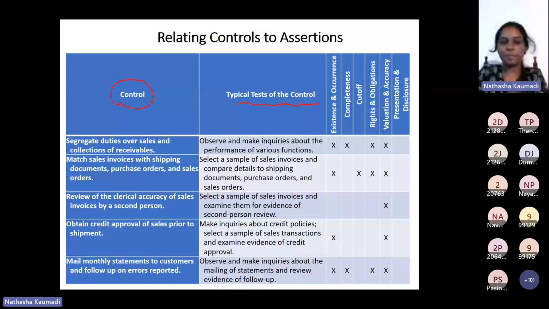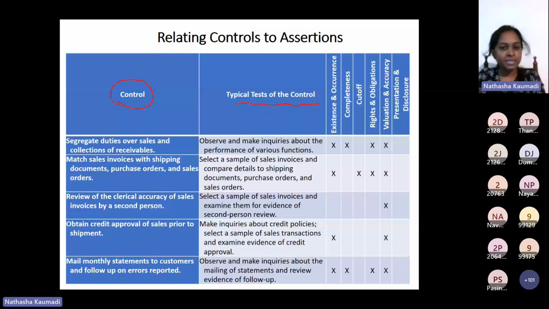Okay, remember that. So in this chart, the control is there, the test of control is there, and the assertions are there. What is the covered assertion? We have taken existence and occurrence, completeness, cutoff, all these assertions. Now look at the first one: segregation of duties over sales and collection of receivables. Basically, in the revenue process, tasks have been segregated. That is the control. Segregation of duty is a control.